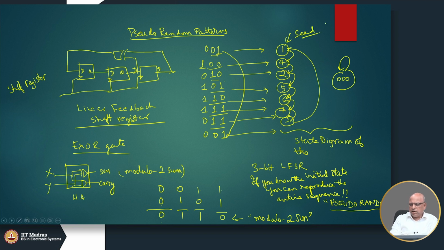We can choose any seed except 0 0 0. I could choose 5 as a seed. If I choose 5 as a seed, the next state will be 6, 7, then 3, then 1, 4, 2 and so on. I could choose any seed. So, let us understand the idea of these linear feedback shift registers, why they are used.